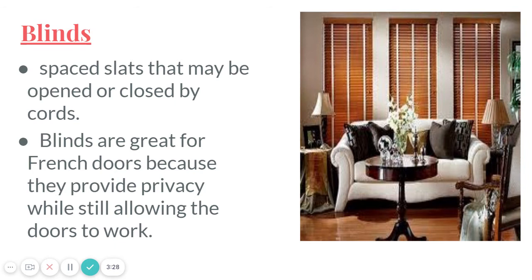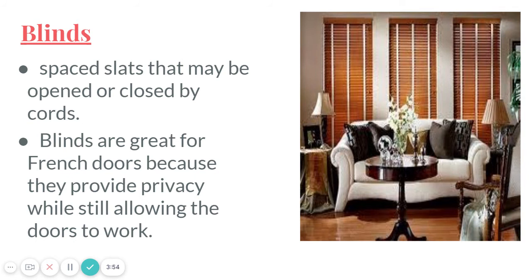Next would be blinds. I think we all know what blinds are. That's probably the most common window treatment to have. That's what we have in the schools. That's probably what you have in your house, behind your curtains. Excuse me, I've got the yawns. They are spaced slats that may be opened or closed by cords. And this is your picture. We know what blinds look like. Usually you probably see them in white, but this picture is wood.